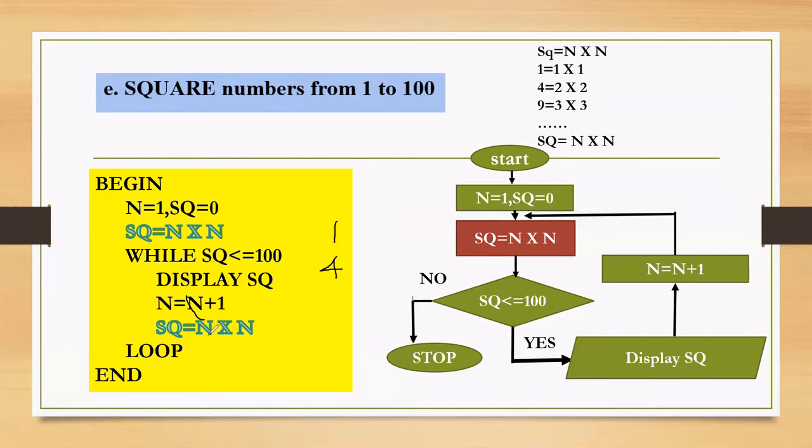Then after n becomes 3, 3 into 3 is 9. 9 is less than or equal to 100, so print 9. Likewise, n becomes 10, then 10 into 10 is 100. 100 is less than or equal to 100, so 100 is also printed. Finally, n becomes 11, then 11 into 11 is 121. It is false, so stop. So this is our output.